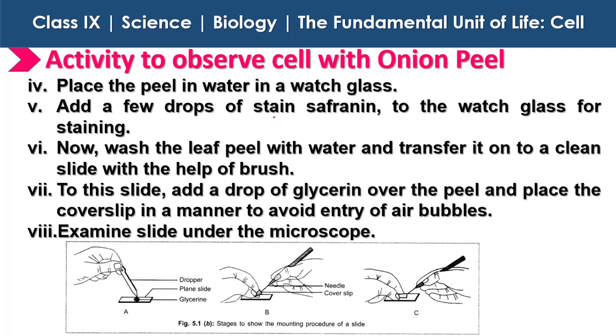Next, place the peel in water in a watch glass. Add a few drops of stain, safranin, to the watch glass for staining it. Now, wash the peel with water and transfer it onto a clean slide with the help of a brush.